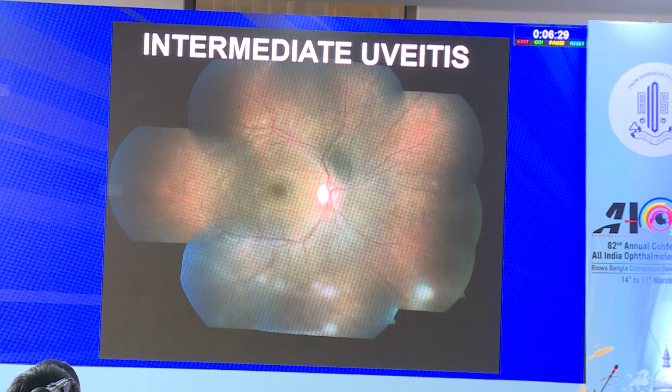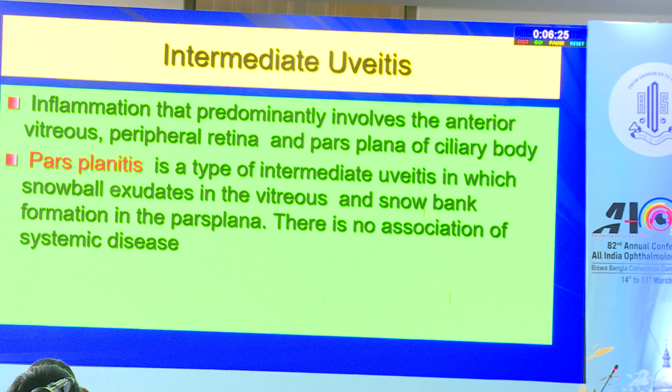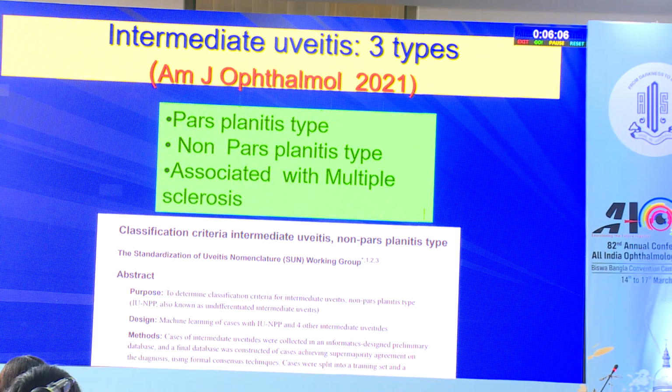We are now talking about intermediate uveitis. Some of the salient points I will highlight. It's the inflammation that predominantly involves the anterior vitreous, peripheral retina, and pars plana of the ciliary body. Pars planitis is that subset of intermediate uveitis in which snowball exudates in the vitreous and snowbank formation in the pars plana are seen. There is no association of systemic disease in this case.